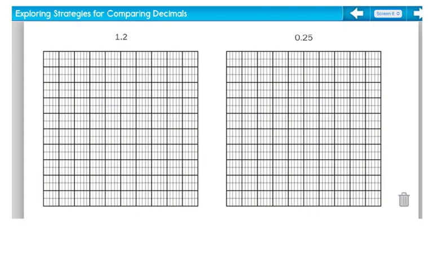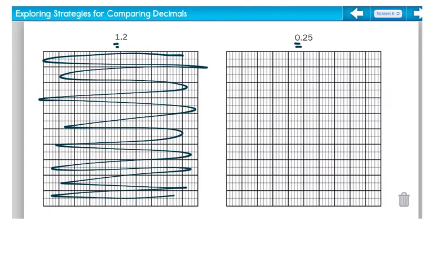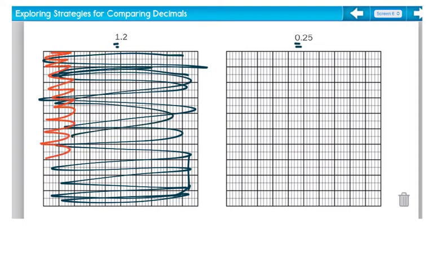Which is larger, 1 and 2 tenths or 25 hundredths? Well, the first thing I'd want to do is compare. There's a 1 in the ones place and a 0. So this would be 1 whole, 1 filled in plus 2 tenths of another one.